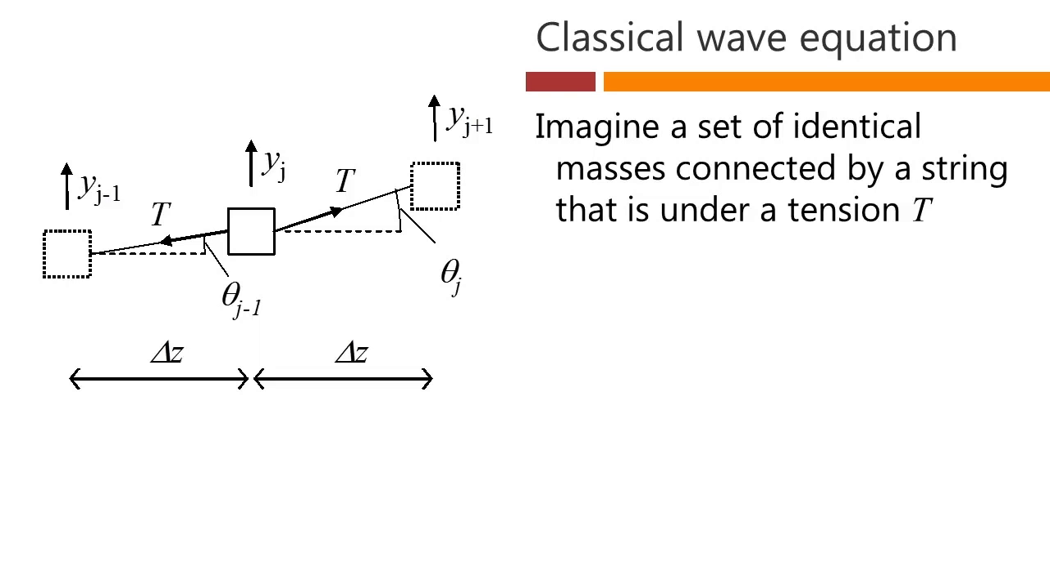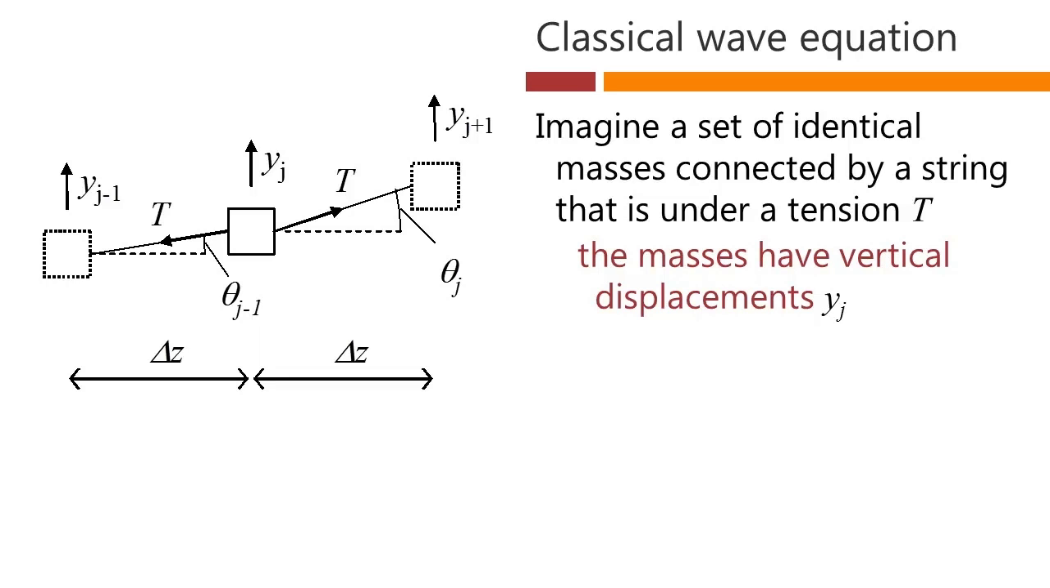So we're imagining this is part of possibly some wave on a connected string of masses. So we have our set of identical masses connected by a string under a tension T. The masses will have some vertical displacements compared to some horizontal line we might draw here. So y_j for the jth mass, y_{j-1} for the (j-1)th mass, y_{j+1} for the (j+1)th mass. And the string will be at some set of angles relative to the horizontal, so we'll call this one theta_{j-1}, and we'll call this one theta_j.